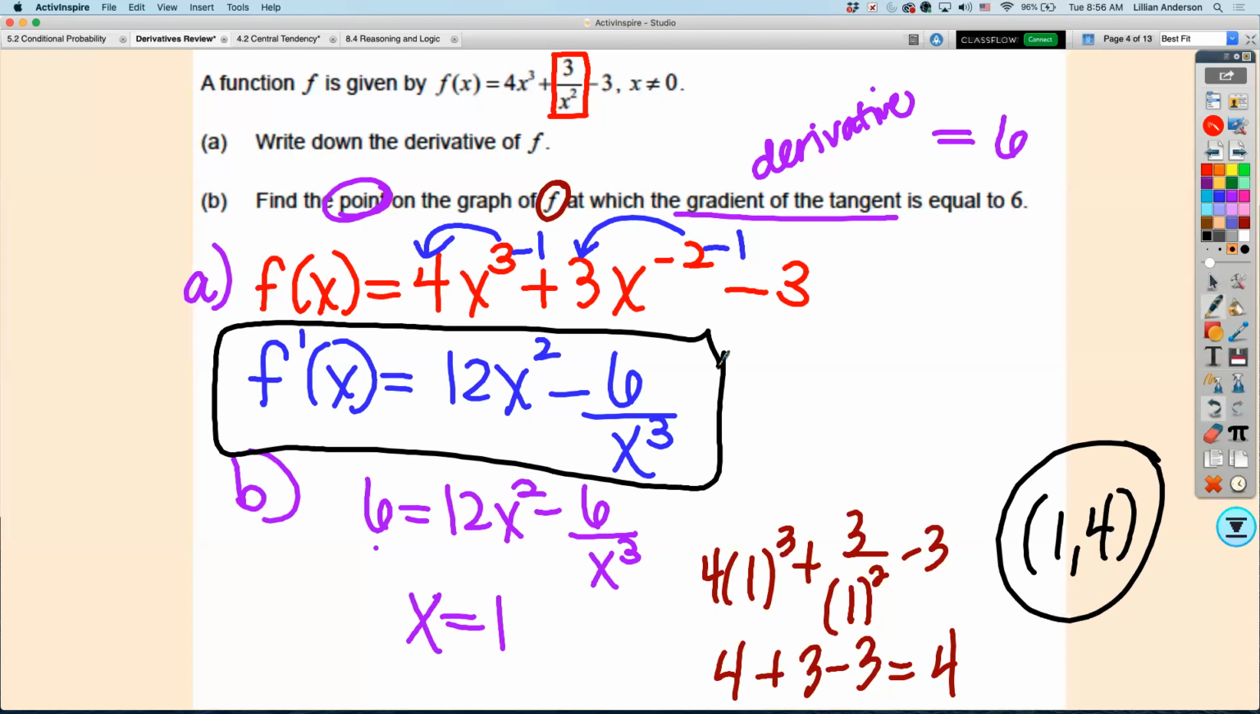Remember, gradient of the tangent means derivative. You would have to set it equal to 6 here. When you actually plug in a value for x into the derivative, you're finding the slope of the tangent line at that particular point, okay?